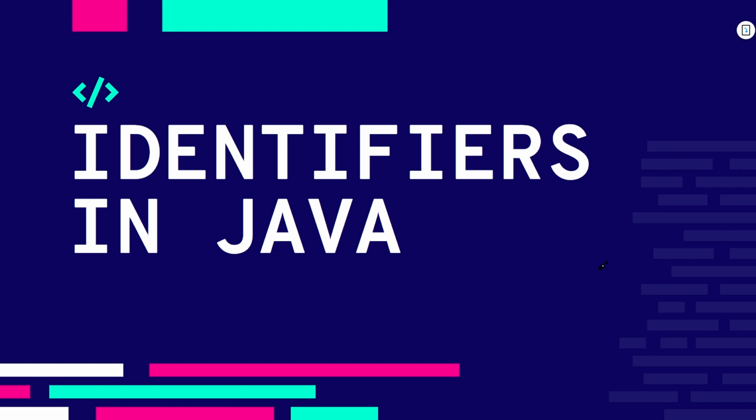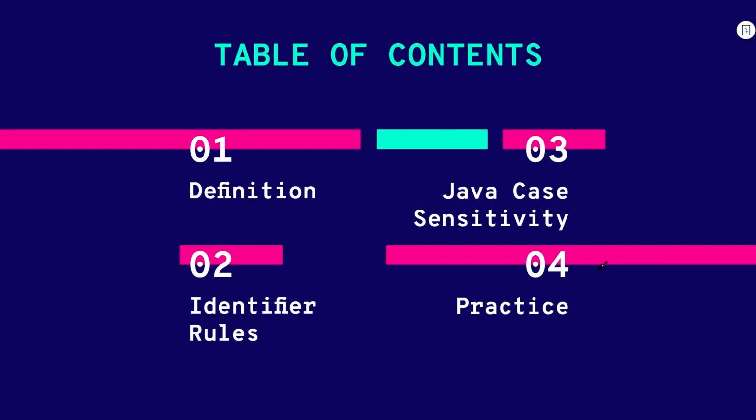Hello everyone. So today we're going to look at identifiers in Java. We're going to start by looking at the definition of an identifier, continue with identifier rules, then look at Java case sensitivity, and finally have some practice examples together.